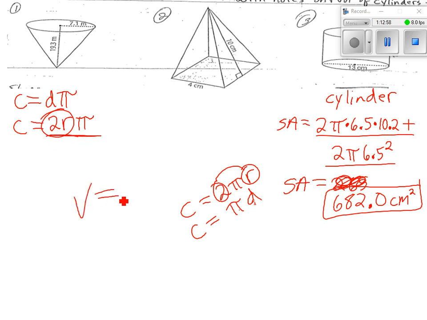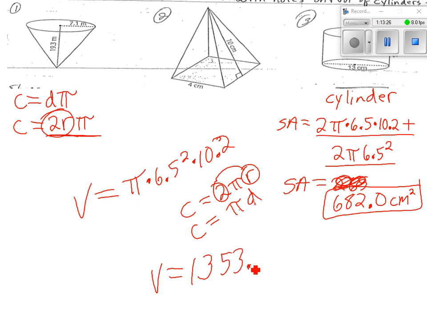Volume! Don't put everything away yet. How do we find the volume of that? Pi times 6.5 squared times 10.2. Divided by 3? No, we do not do that here. It's 1,353.8. What's our units? Centimeters cubed. That's how much will fit inside it.